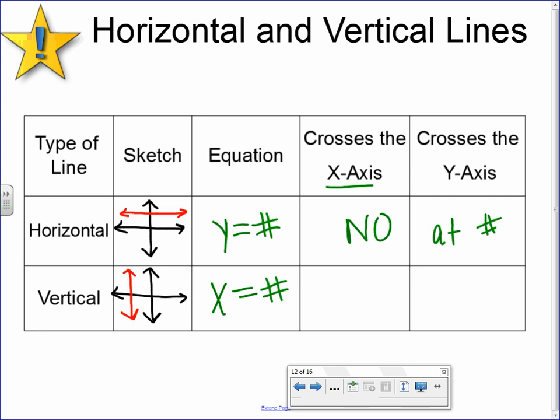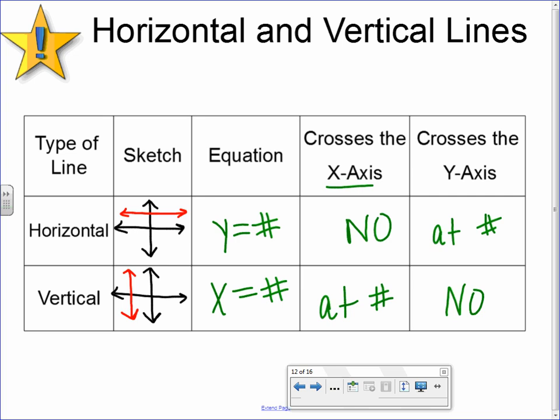Okay. Vertical, does the vertical cross the x-axis? Yes, at that number. Does it cross the y-axis? No. Now the only exception to that is you could have a vertical line on the axis or a horizontal line on the axis, in which case it would always be touching it.